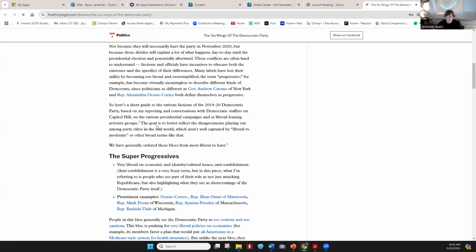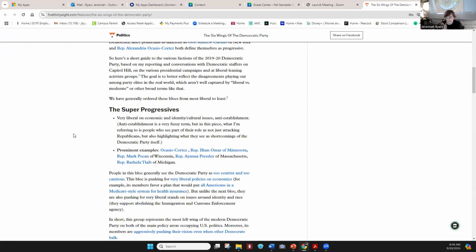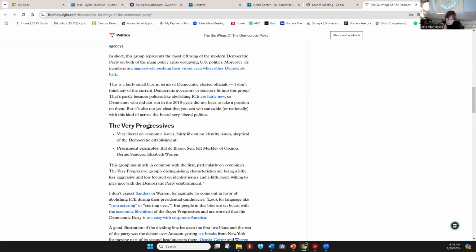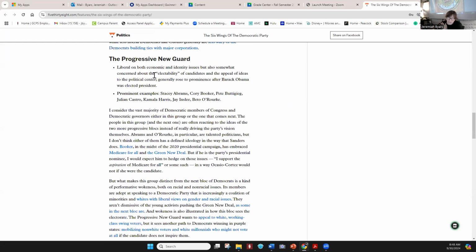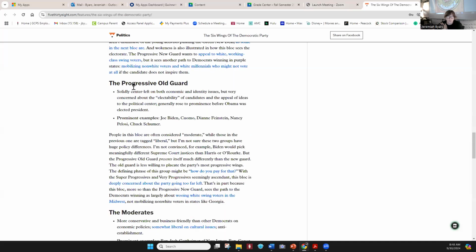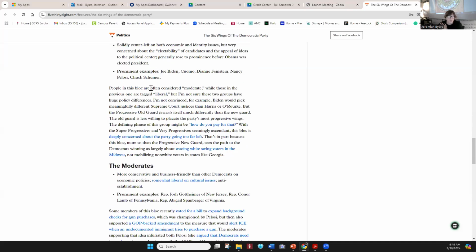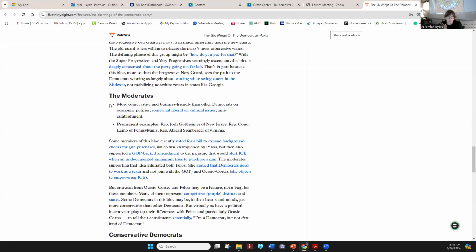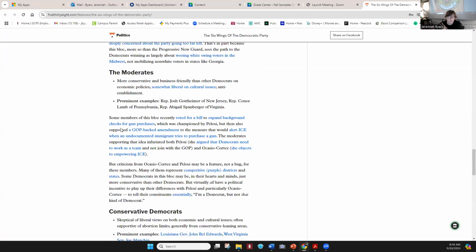Then we get to these other subdivisions of Democrats, and it's the same thing with Republicans as well. We have the super progressives, the very progressives, the progressive new guard, the progressive old guard, Joe Biden, yeah. The moderates, people who are somewhat liberal on cultural issues, but more conservative and business friendly than other Democrats on economic policies.